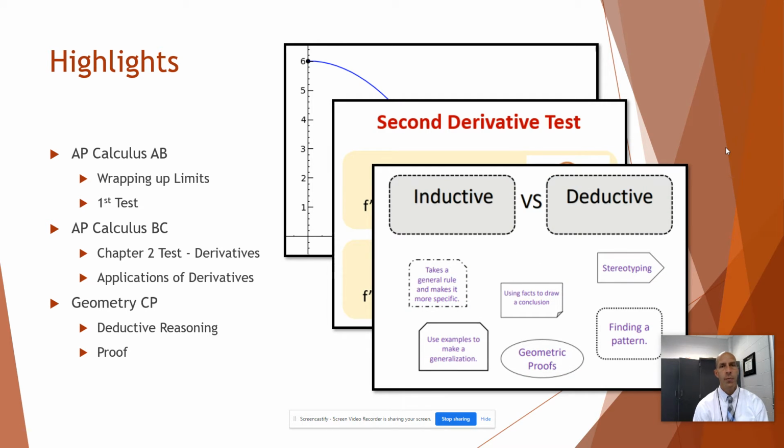In Geometry CP, we just had our first chapter test, which was on the basics of geometry. And now we are moving into Chapter 2, which is on deductive reasoning and proof.